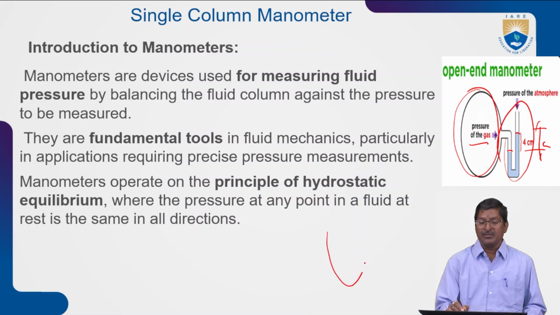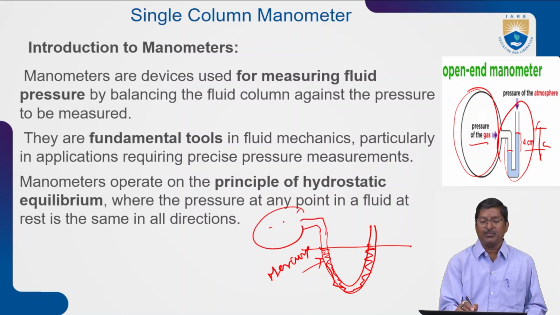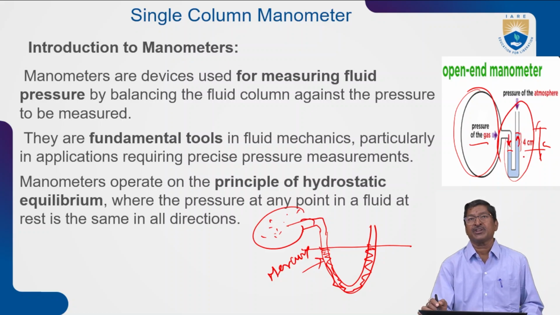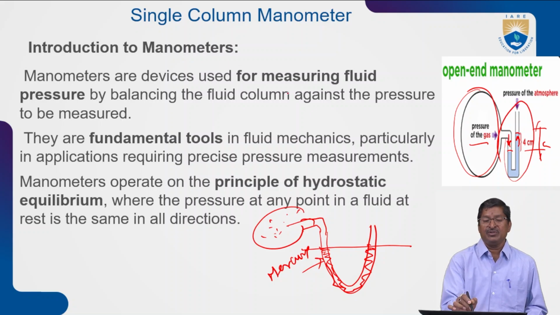That means this pipe will be like this, with the fluid inside. Normally it will be mercury. So mercury will be there inside the manometer, which is having the same level. Whenever you connect to the pipe in which fluid is there, then because of the fluid pressure, it goes down here and goes up here. Okay, so manometers are devices used for measuring fluid pressure.